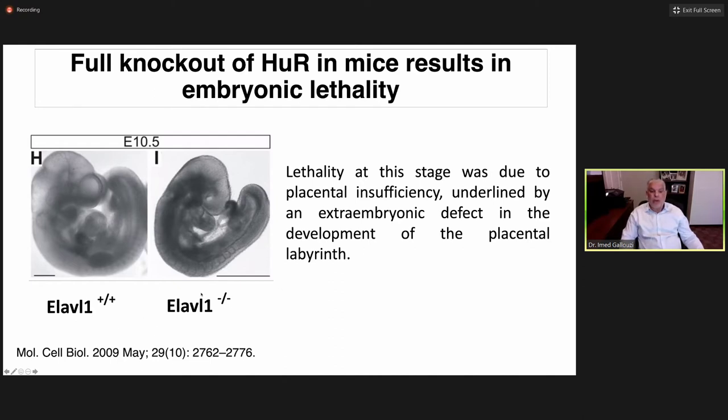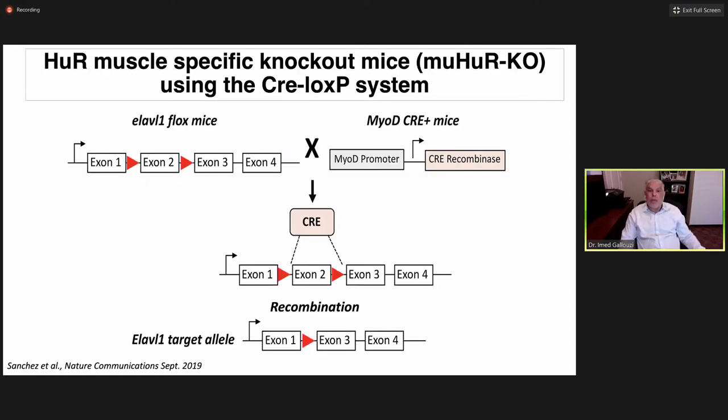Cotonianos published a paper in 2009 showing that total knockout of HuR led to embryonic lethality at day 10.5. So that was not the way, and we decided to do a muscle-specific knockout, where I used the Cre-lox P system. I'm not going through details of how we did it, and I will be happy to answer any questions, but we expressed Cre under the MyoD promoter, and of course we generated the ELAV or the HuR gene floxed, we put it between lox sites, and by expressing Cre, we generated these knockout mice.